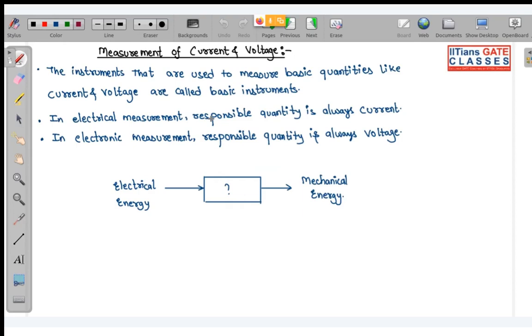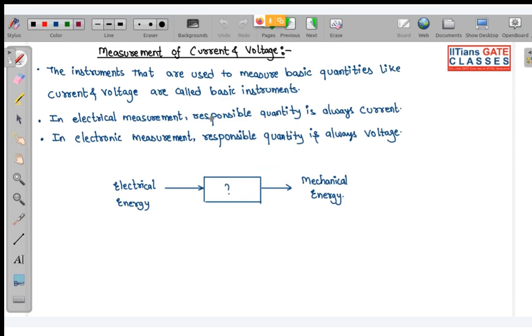And the basic instruments are basically indicating kind of instruments, meaning there is always a mechanical counterpart which rotates and indicates the equivalent value. So when the current is very less, mechanical instruments which measure current have high inertia. Due to that, a small amount of current cannot cause deflection. So that is why usually we measure voltages.